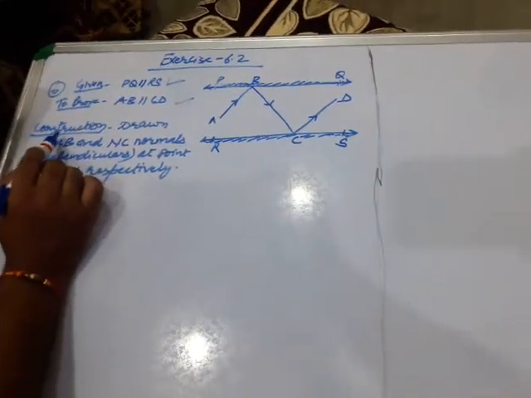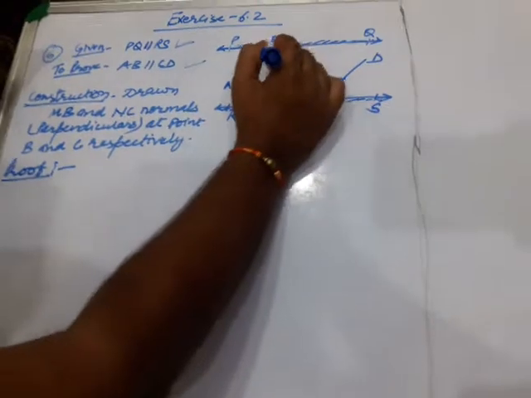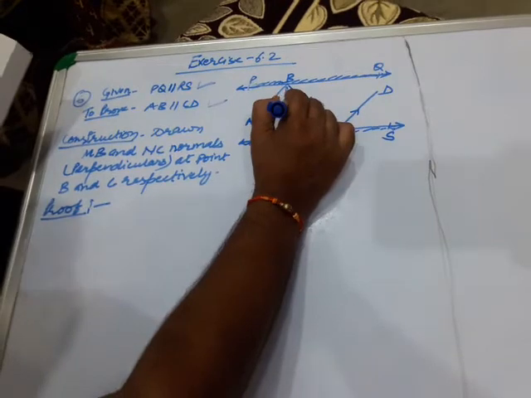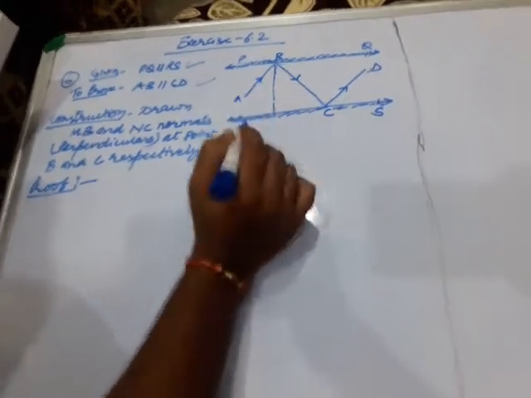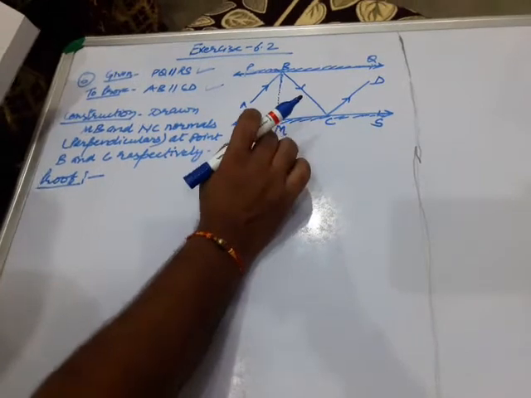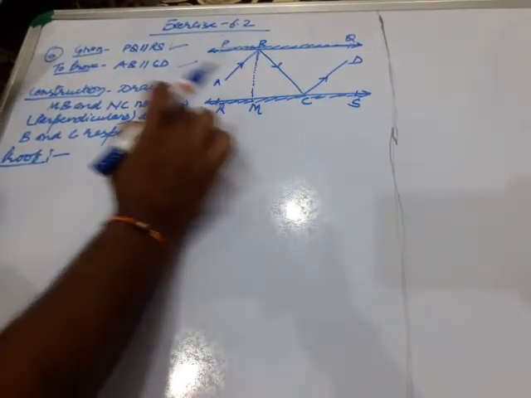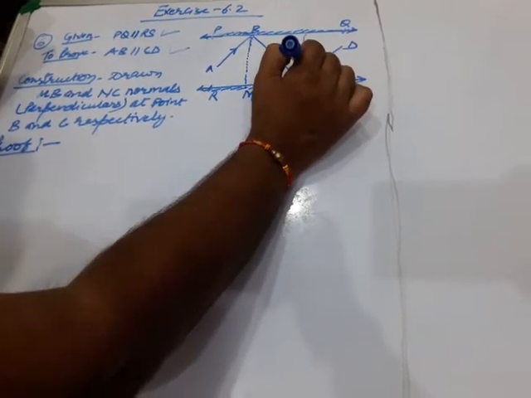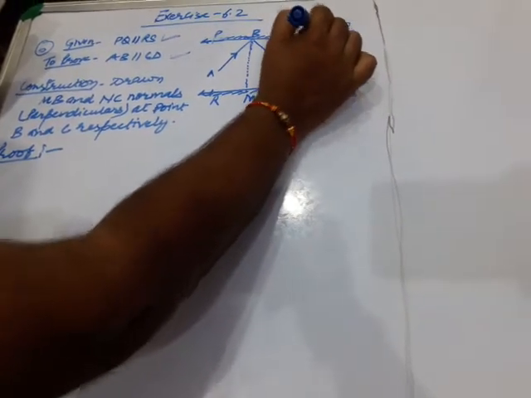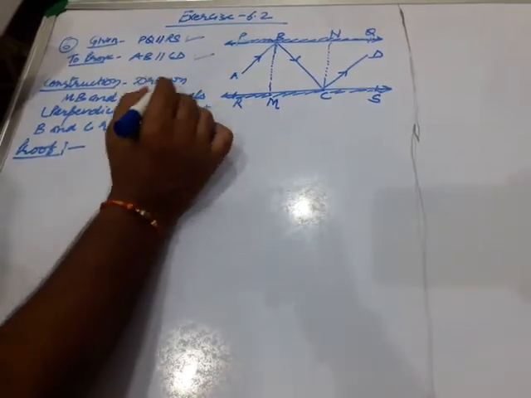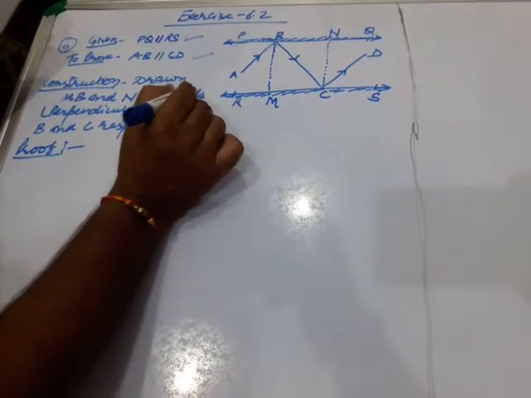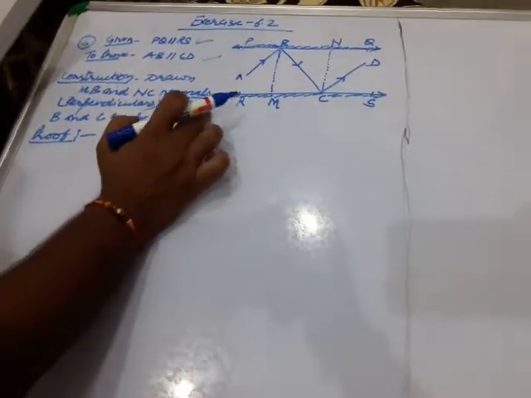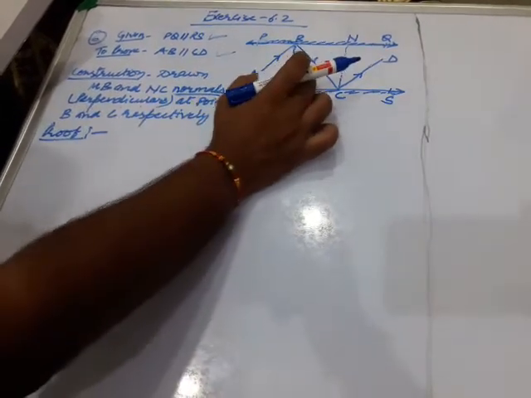Now for that, one construction is needed. Draw MB, the normal. What is a normal? Normal means perpendicular. Draw MB, let it be point M, and draw NC. Normals, in the language of physics, mean perpendiculars. Draw MB and NC as perpendiculars at points B and C respectively, like this.